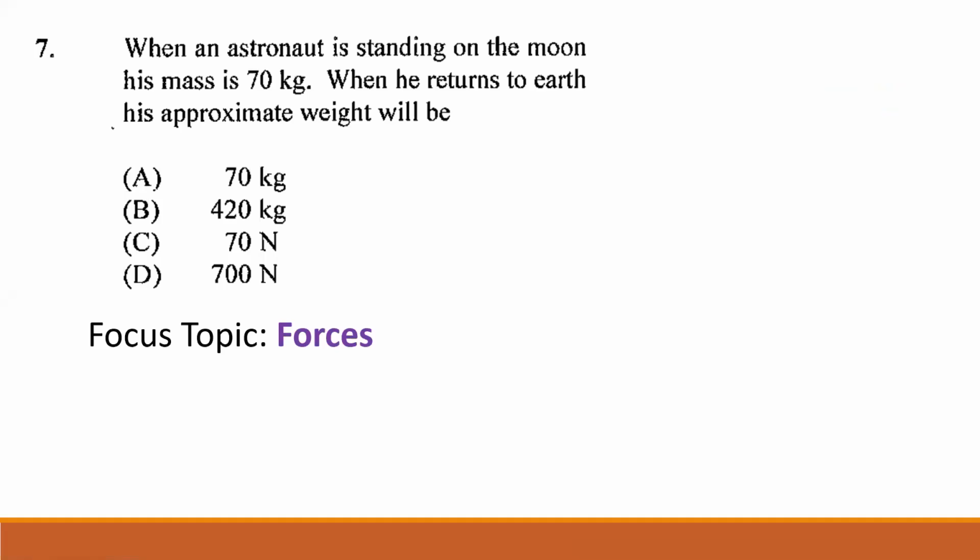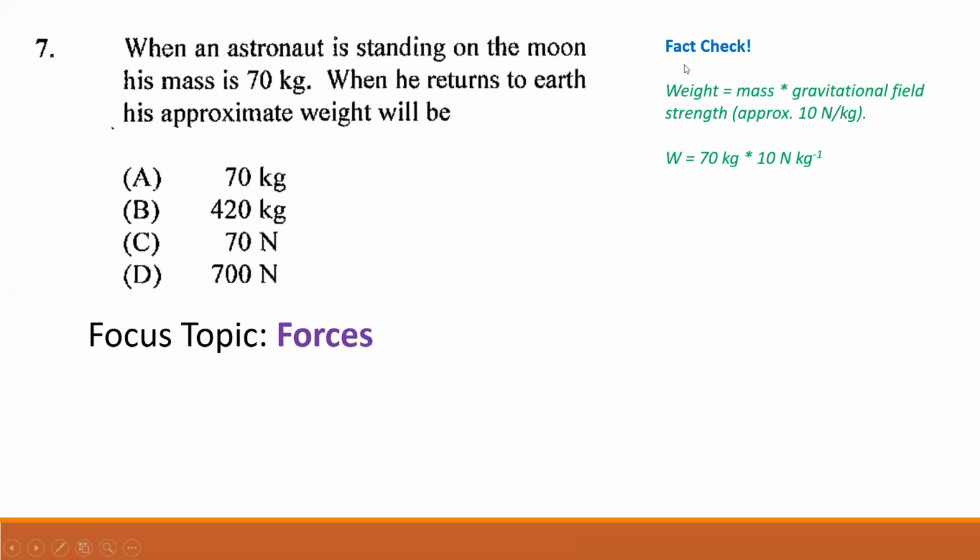Number 7, when an astronaut is standing on the moon, his mass is 70 kilograms. When he returns to Earth, his approximate weight will be. So in this case, we need to understand the difference between mass and weight. If we want to find weight, we have to multiply the mass times the gravitational field strength, which is approximately 10 newtons per kilogram. The mass remains the same. You have to remember that. So even though he returns to Earth, his mass is the same, but his weight will be different. So his weight is 70 times 10. That's B.